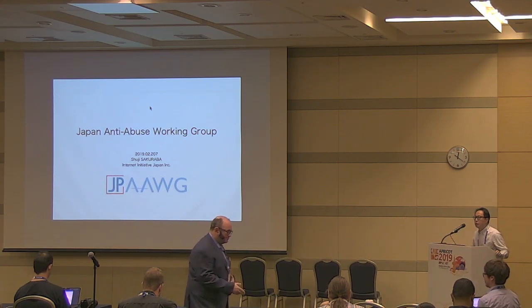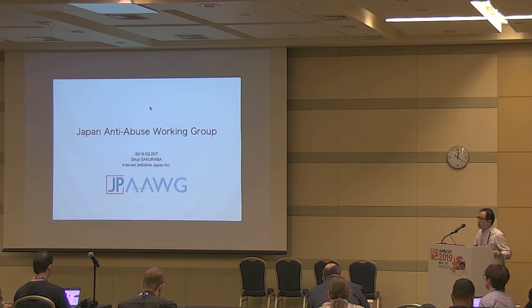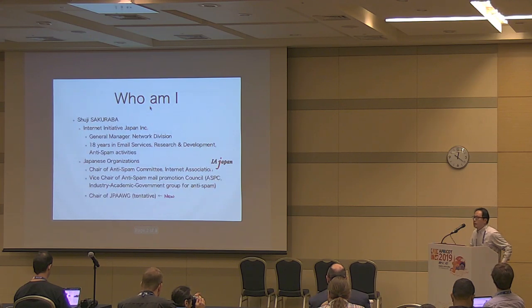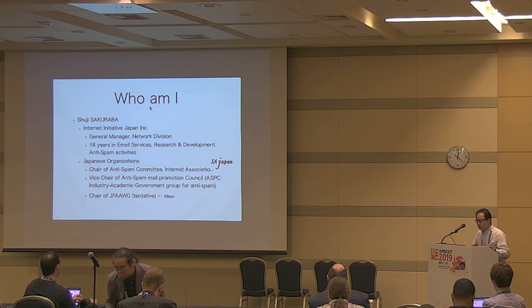Thank you. Hello, I'm Shuji Sakuraba from IIJ and JPN. I'd like to introduce our working group, JPN, in a short presentation. First, let me introduce myself. I work at IIJ, Internet Initiative Japan, and I have worked for 20 years on email service. At first, I designed and implemented our email service. After that, I did research and development for a new messaging system.